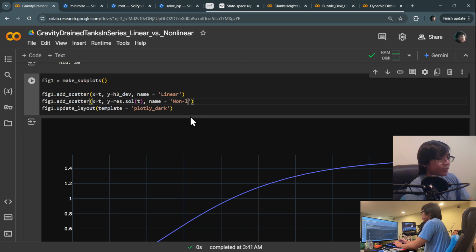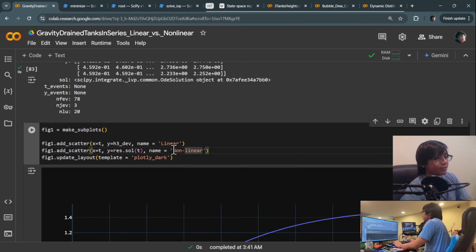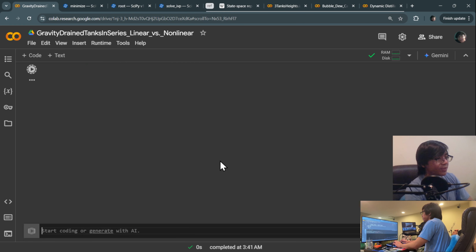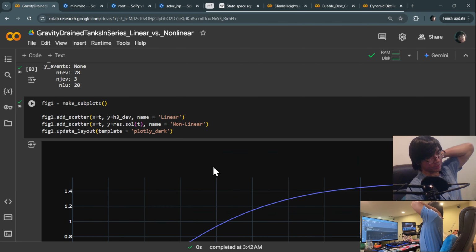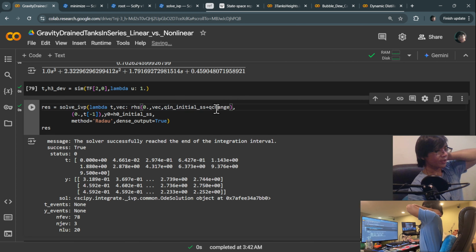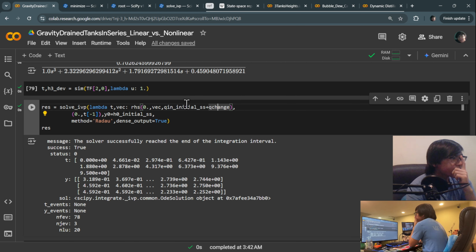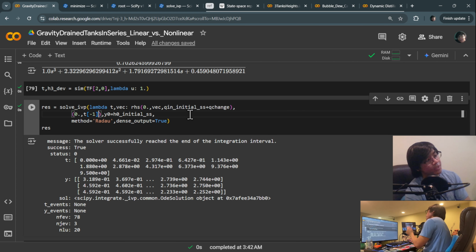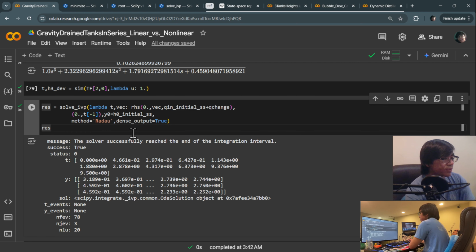Oh, what the heck? They're same? Uh-oh, that's not good. I'm forgetting something. What am I forgetting? We have our change, right? 0 vector initial steady state plus acute change. Evaluated from time. Initial steady state solve from minimize. Results.